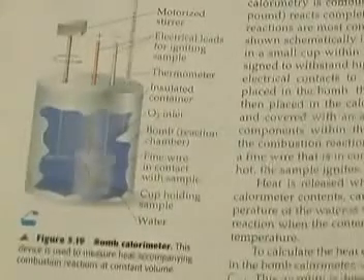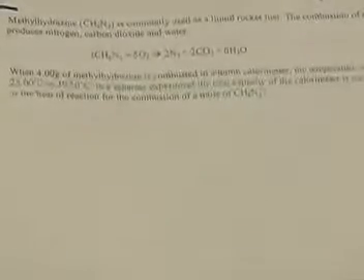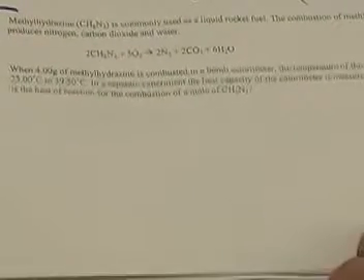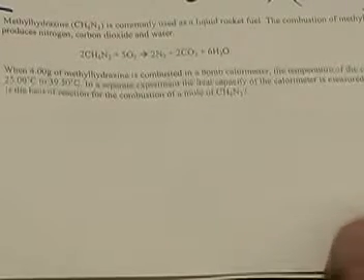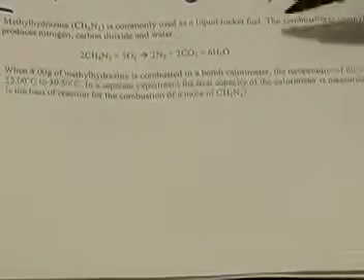If you would please take a moment right now and find your sample problems, we're going to work 2 sample problems that use a bomb calorimeter. The one I'd like you to find right here has methylhydrazine as the first sample problem. The problem says methylhydrazine, CH6N2, is a commonly used liquid in rocket fuel. The combustion of methylhydrazine with oxygen produces nitrogen, carbon dioxide, and water. And it gives the balanced equation right here.